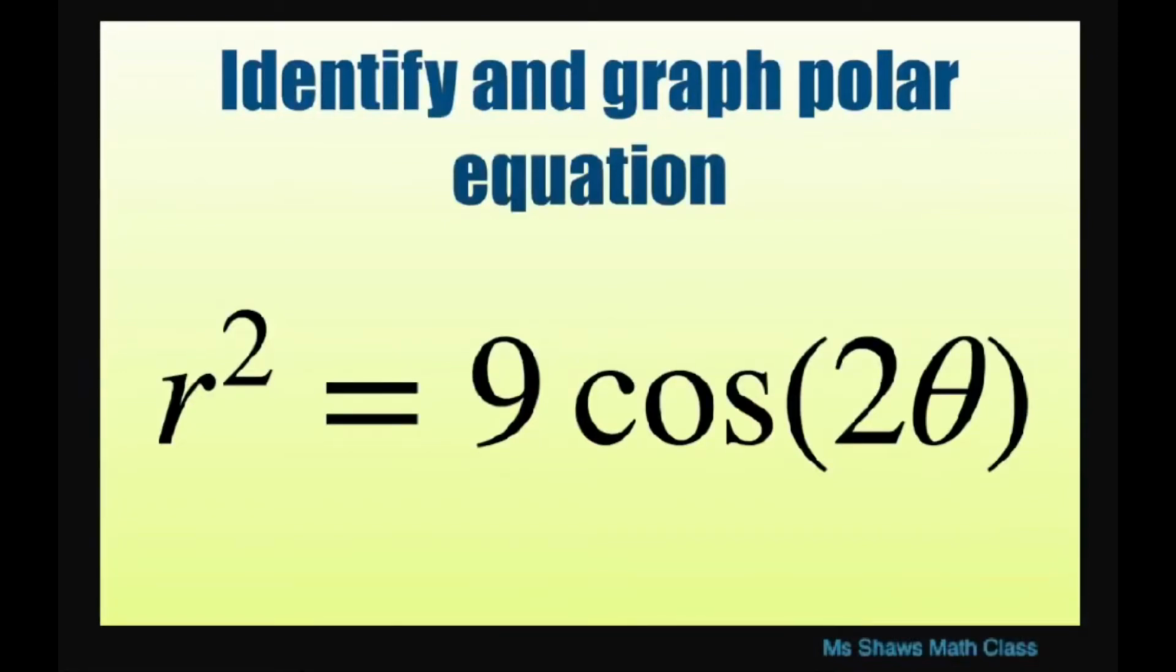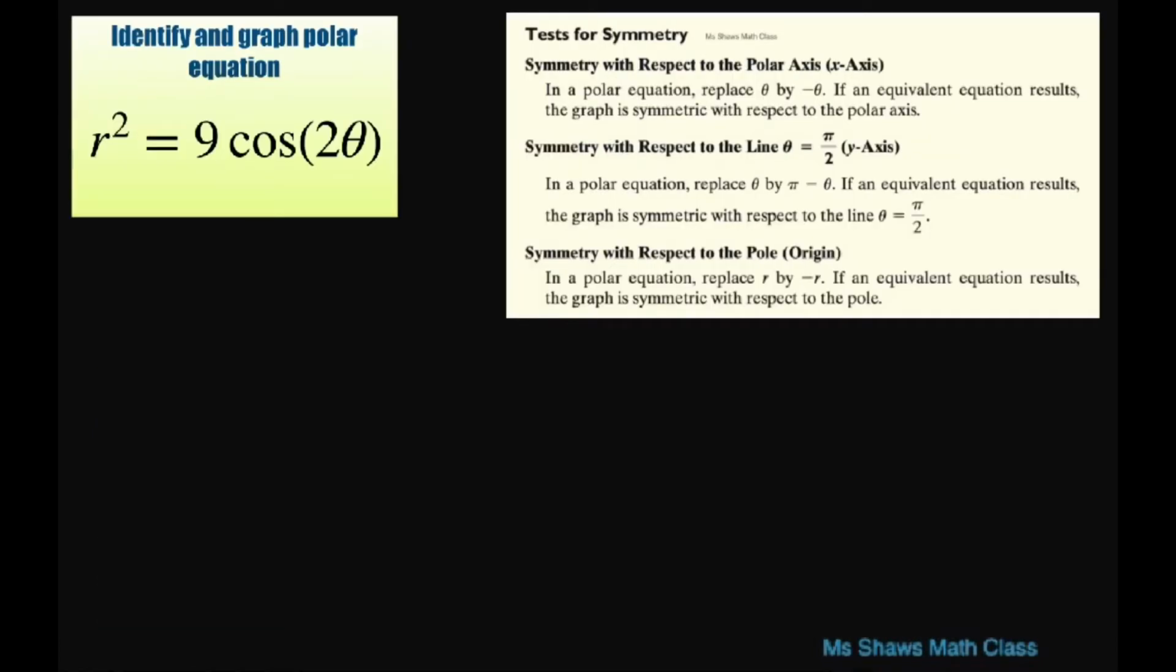Everyone, we're going to identify and graph the polar equation r squared equals 9 cosine of 2 theta. This is going to be a Lemniscate, and I'll go over that in just a moment. Right now, let's use tests for symmetry to help us graph this.